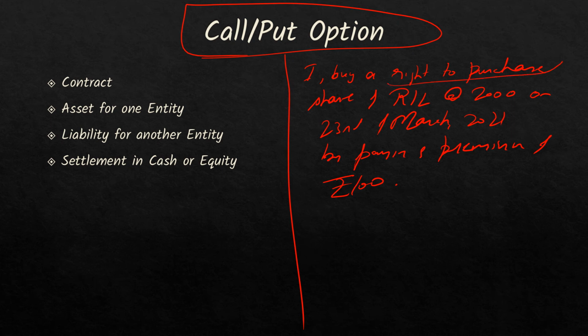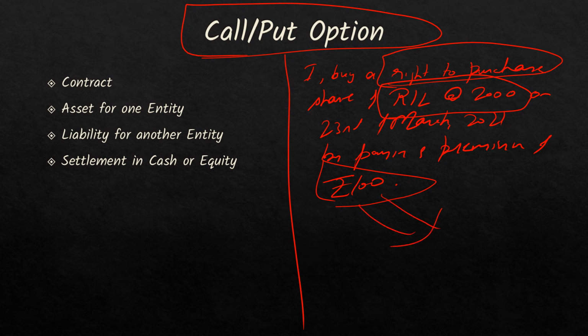So I have purchased a right, and I have this right. I have paid 100 rupees for that right. Whoever has sold the right is getting 100 rupees, and I will be getting RIL shares on this date at the rate of 2000. Okay, so this is a call option.